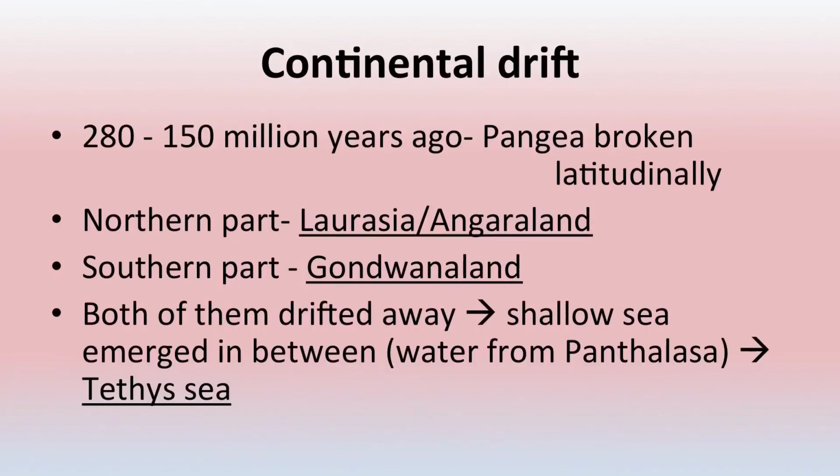Now, gradually during 280 to 150 million years ago, Pangea broke down latitudinally, that means horizontally, and moved apart. The northern part was known as Laurasia or Angara land, while the southern part was known as Gondwana land, and when they drifted apart, a shallow sea was created between the northern part and the southern part, known as Tethys Sea. Water from Panthalassa seeped in, and this shallow sea was formed between the northern and southern landmass, and this was known as Tethys Sea.